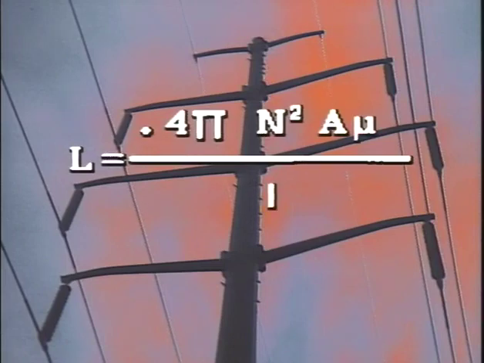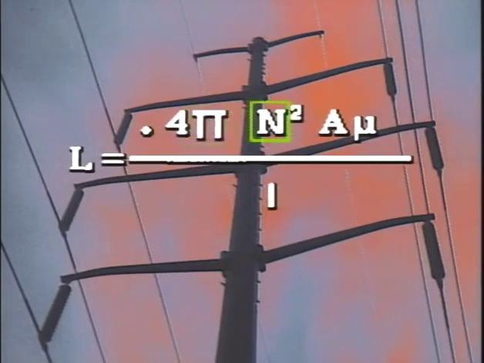L equals 0.4 times pi times N squared times A times mu divided by lowercase l. In this equation, L represents inductance in henries. 0.4 is a constant. Pi is also a constant. It has a value of about 3.14.